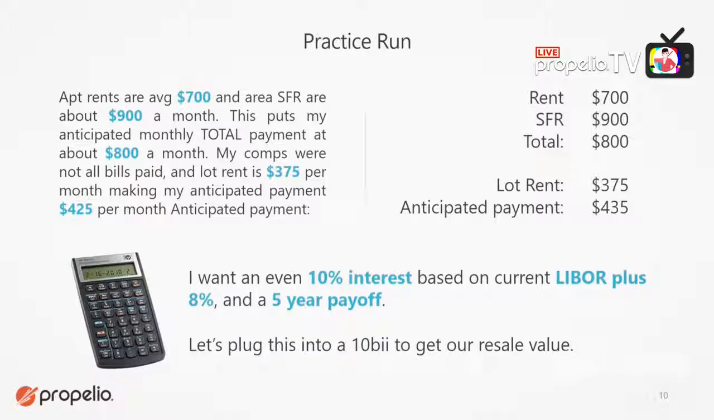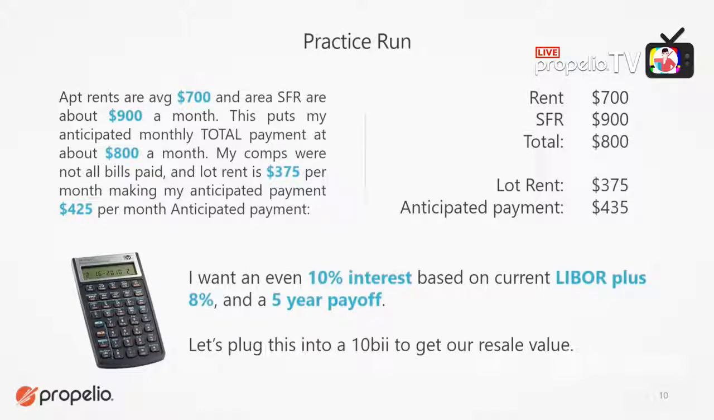Okay, 10% is going to go into your interest field. You're going to put a 5-year payoff, which would be 60 months. That's going to go into the N field. That's going to be your number of payments. That's 60 payments. 10% interest, 5-year payoff, and I want a payment of $425 a month.